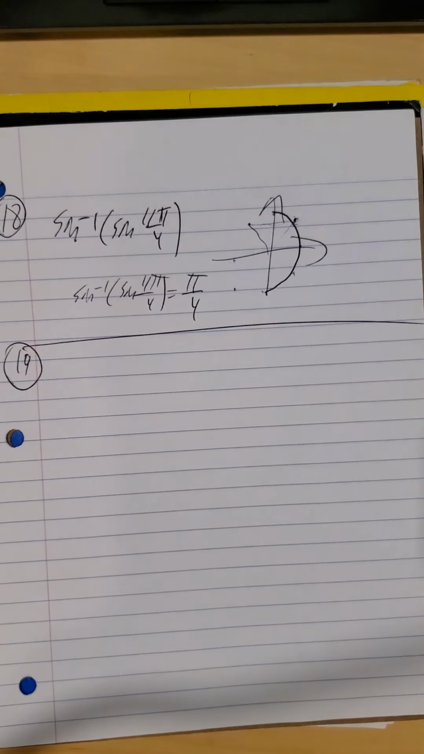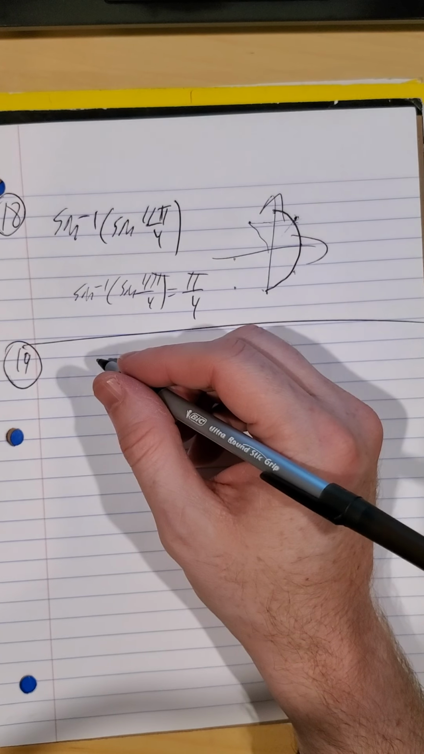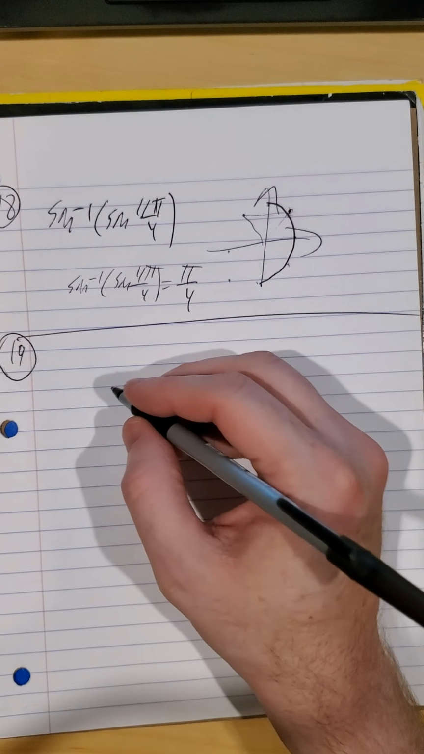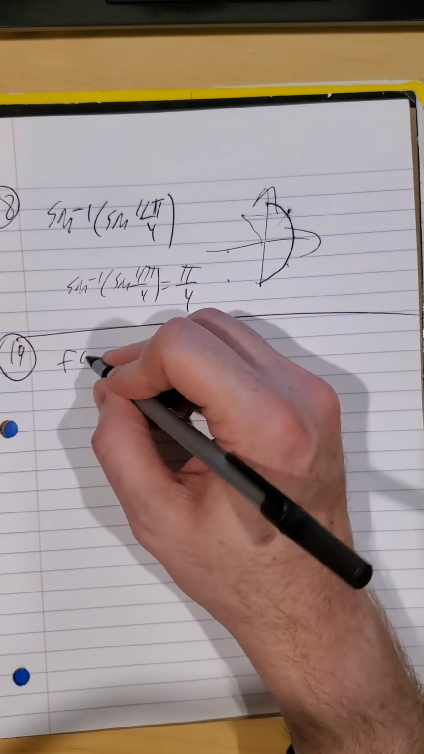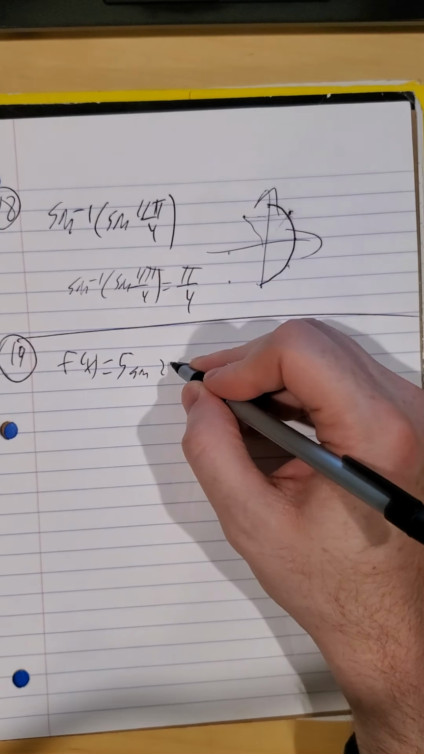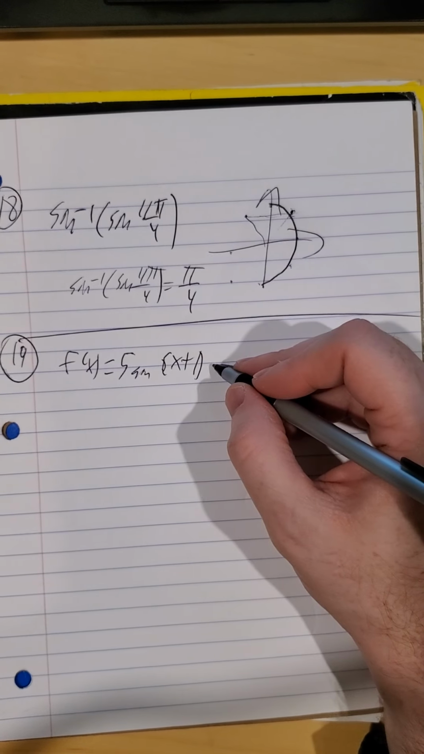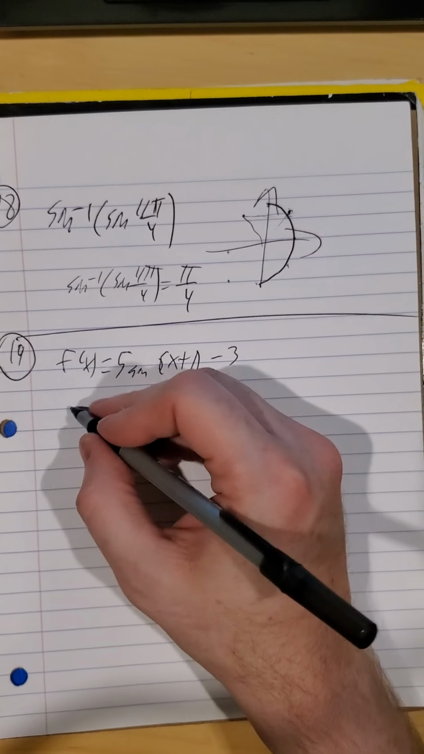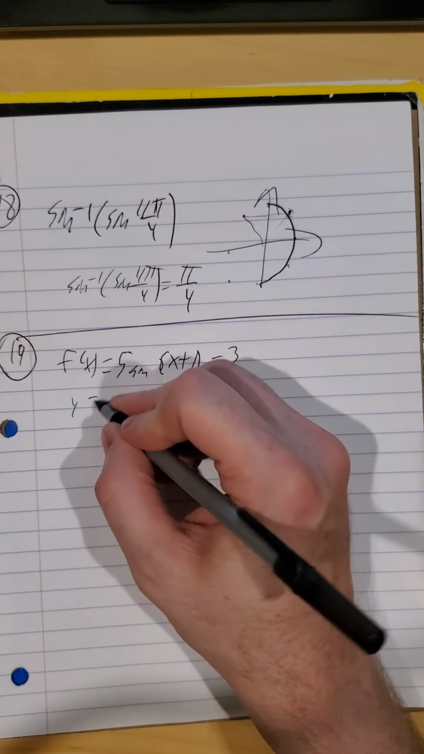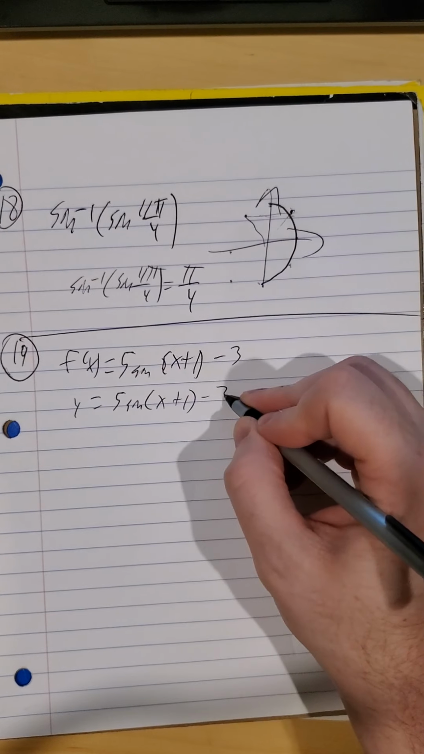So 19, find the inverse of the function given and find the domain and range of the inverse. So our given function, f of x, was 5 sine of x plus 1 minus 3. So then y was 5 sine of x plus 1 minus 3.